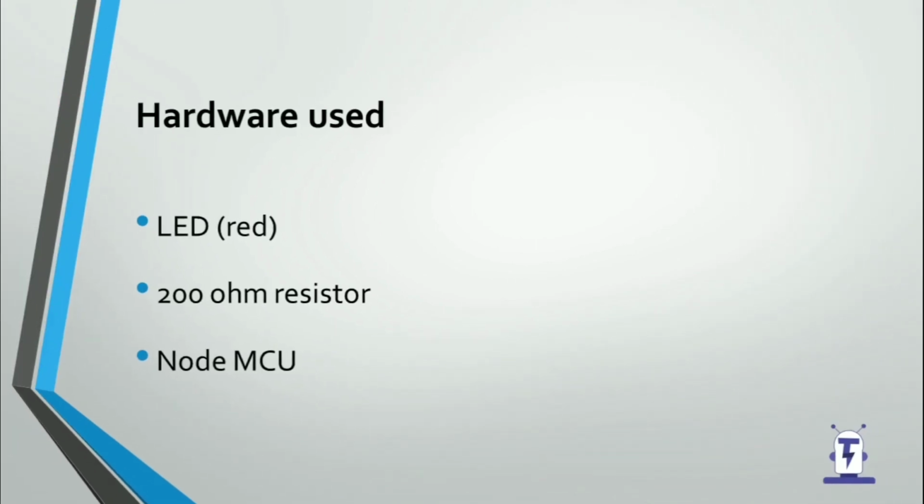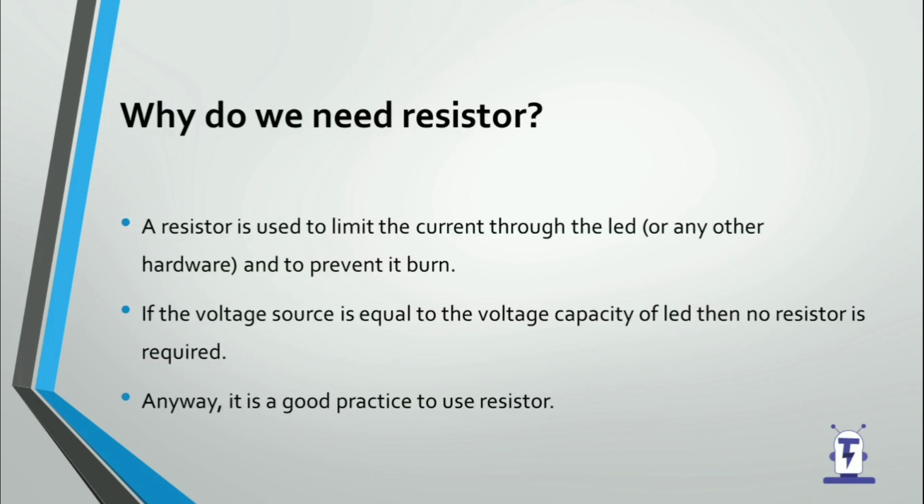Hardware that will be used to build this project: LED, 200 ohm resistor, and obviously NodeMCU. Now why do we need a resistor? A resistor is used to limit the current through the LED or any other hardware and to prevent it from burning. Means if the maximum capacity of the LED is 5 volts and we give it a power supply of 10 volts, then the LED will burn. But if we use a resistor, it prevents extra flow of current.